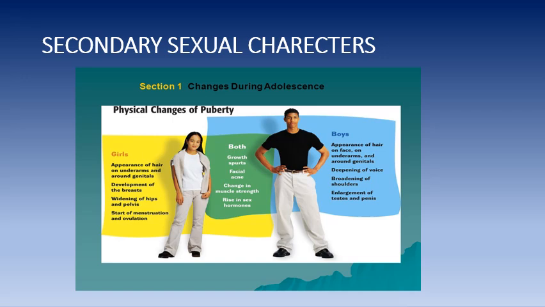Appearance of hair in the underarms and around the genitals, development of the breast, and widening of hips and pelvis, start of menstruation and ovulation. We'll study about that later. So these are the characteristic features we can see in both males as well as females. I hope you understand, children. Let us move on to the next slide.